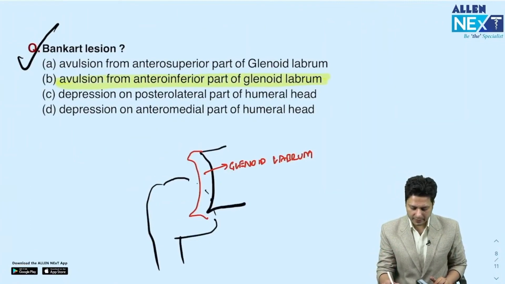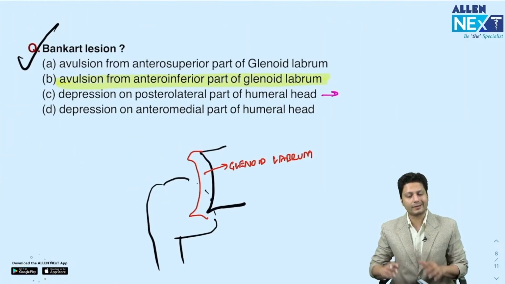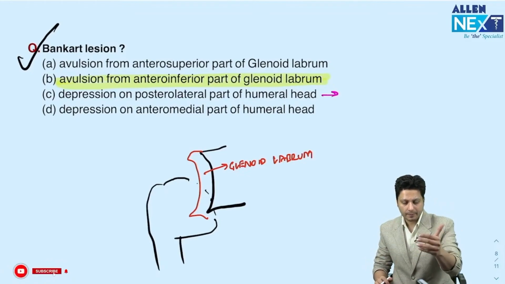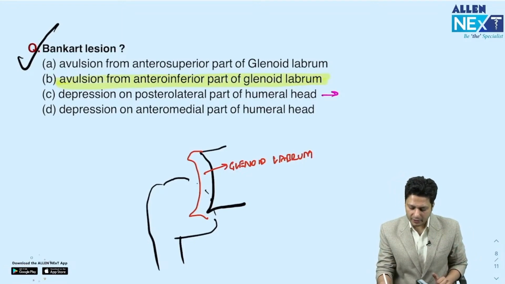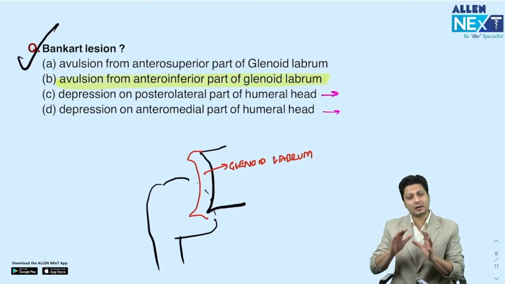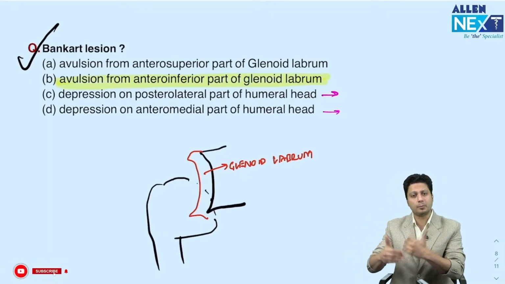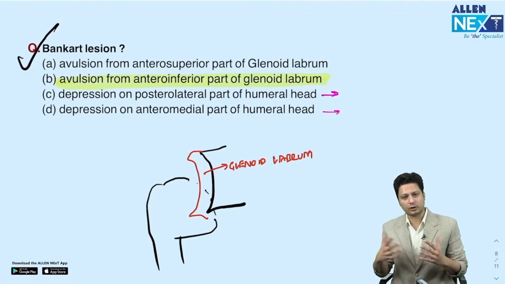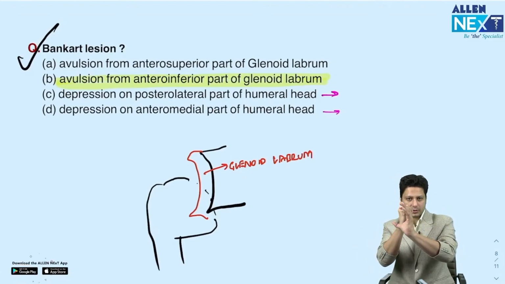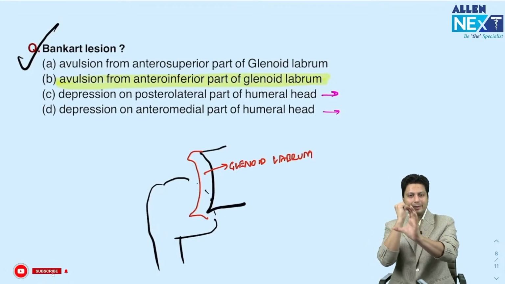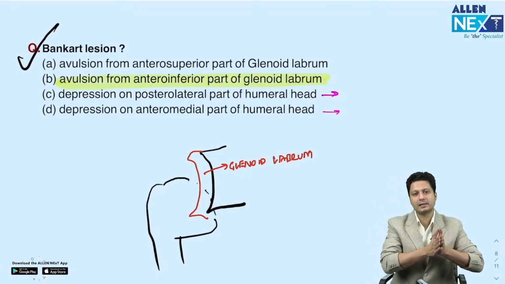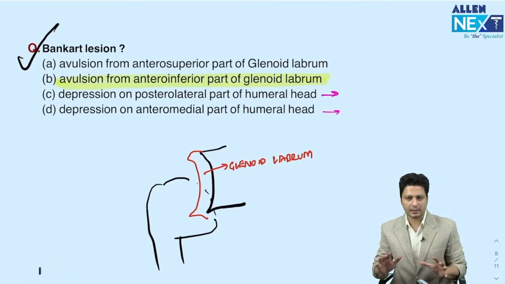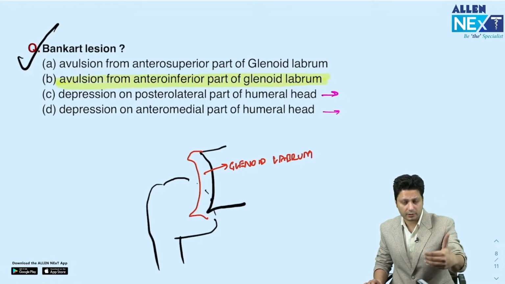So if you look at option C, the depression on the posterolateral part of the head of the humerus, it is actually the Hill-Sachs lesion, which is a feature of recurrent anterior dislocation of the shoulder. On the other hand, the depression on the anteromedial part of the head of the humerus is a reverse Hill-Sachs lesion, which is a lesion of recurrent posterior dislocation of the shoulder joint. Because when it is getting dislocated posteriorly, the posterior rim of the glenoid will have an impact onto the anterior surface of the head of the humerus, specifically on the medial side. So there will be a depression on the anteromedial surface of the head of the humerus, which is a result of recurrent posterior dislocation of the shoulder and is known as reverse Hill-Sachs lesion.